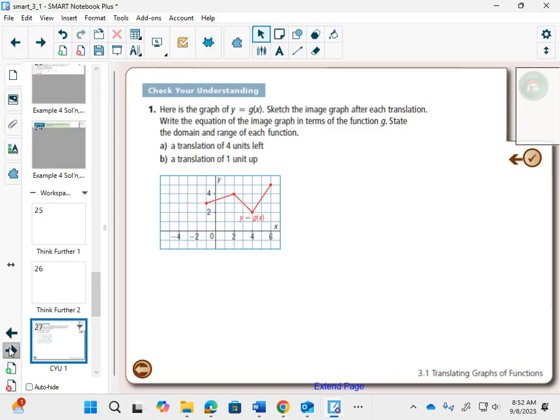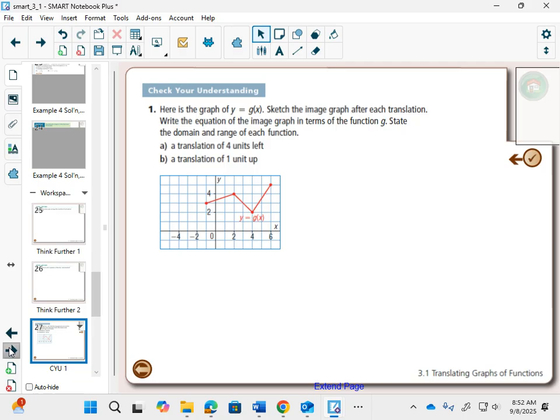Now when we get to example 1, on page 165, they give us the graph of g of x. And again, it's a graph you do not know the equation of. It looks like actually 3 lines glued together. It says, sketch the image graph after each translation, write the equation of the image graph in terms of the function g, and state the domain and range of each function.